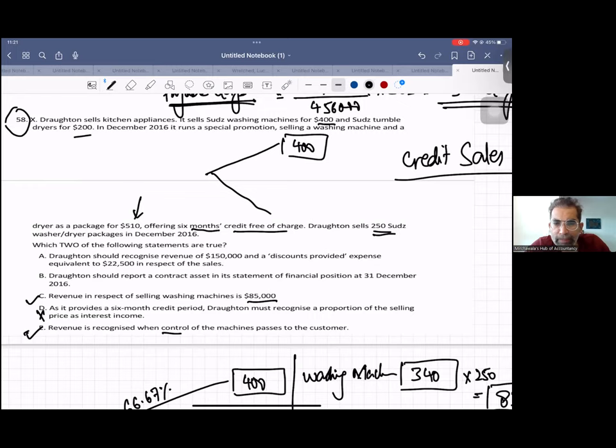Point D is incorrect. Why? Because the gap is only 6 months. It should be minimum 1 year, then you do the discounting and interest income. It doesn't make any difference. Even if it is free of charge, you still need to do discounting if the gap is 1 year or more.